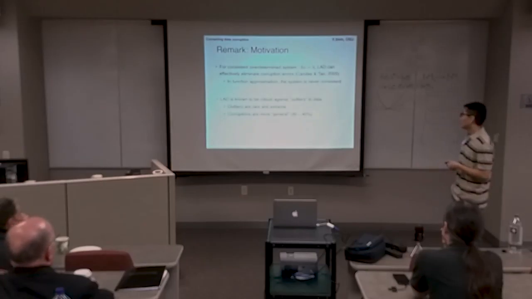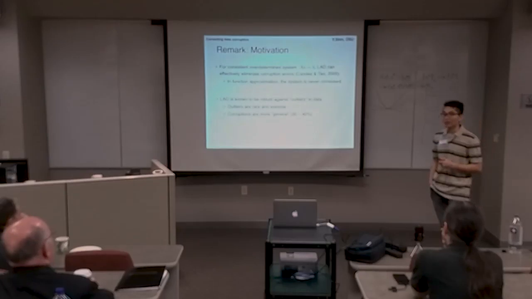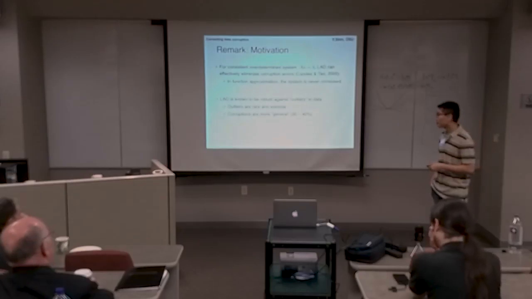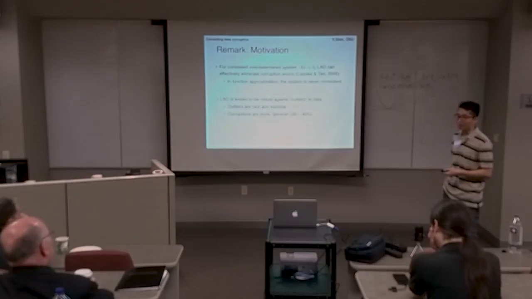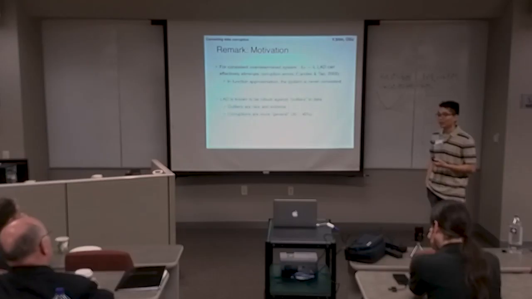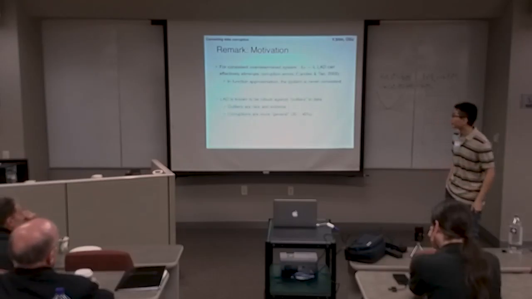And also, the least absolute deviation method is known to be robust against outliers in data. Outliers are rare and extreme. However, corruption is a more general concept in the sense that this can happen a lot more often. For example, 30 to 40%.